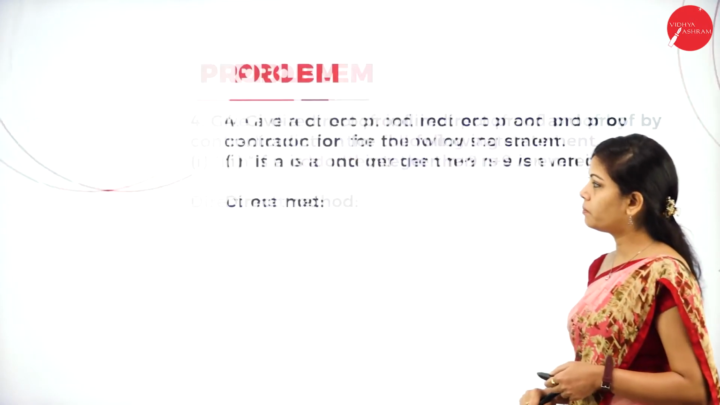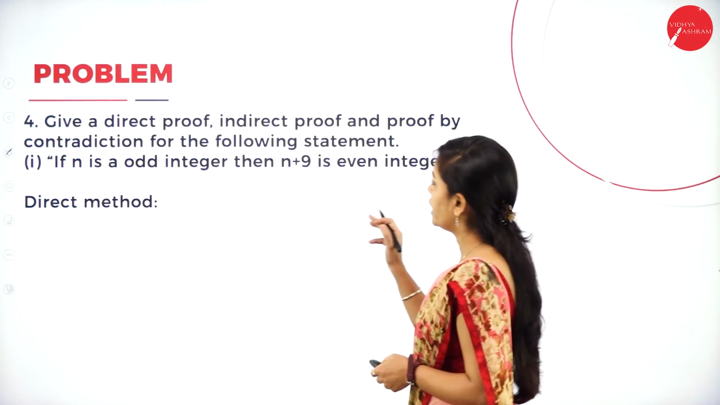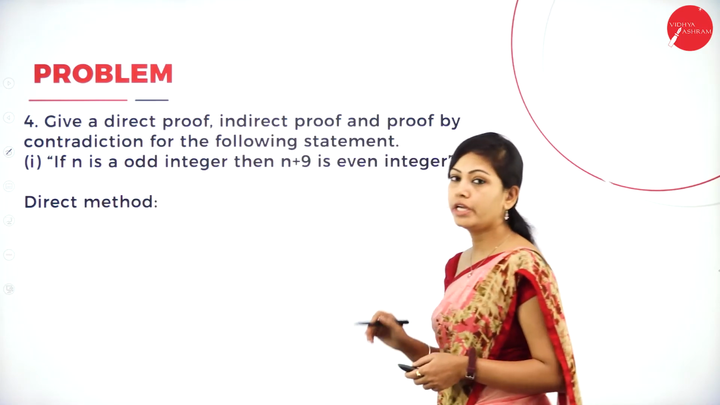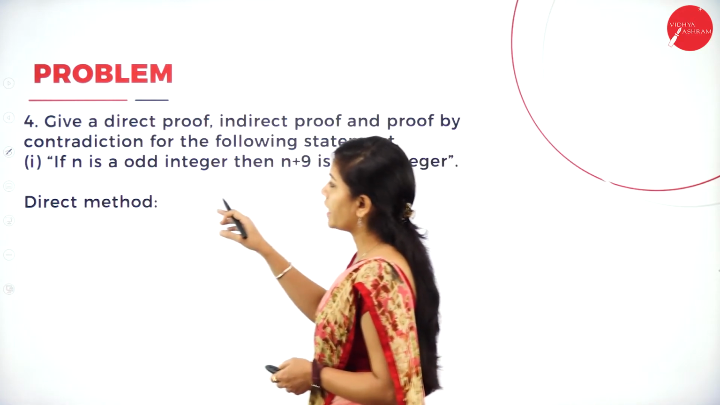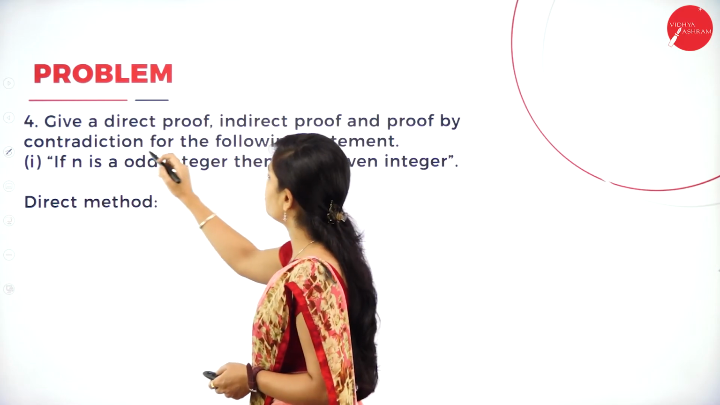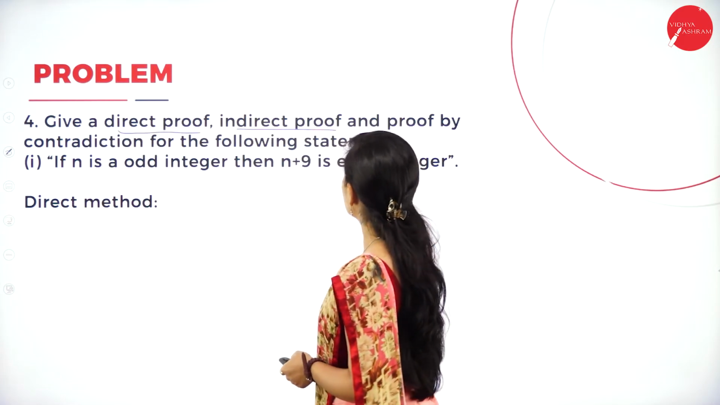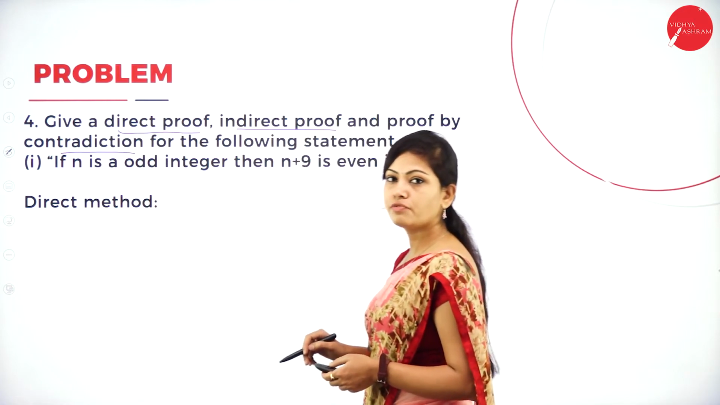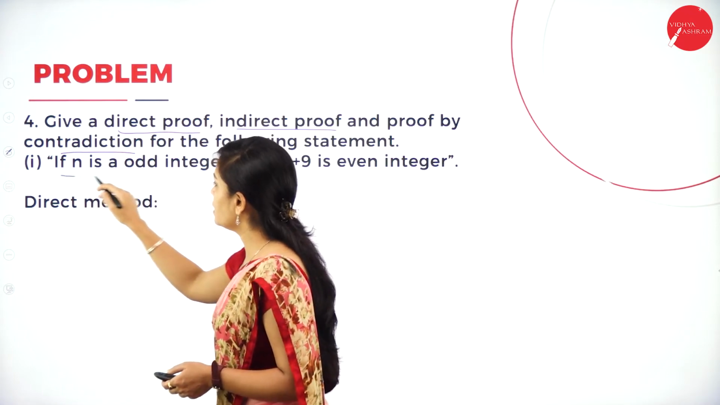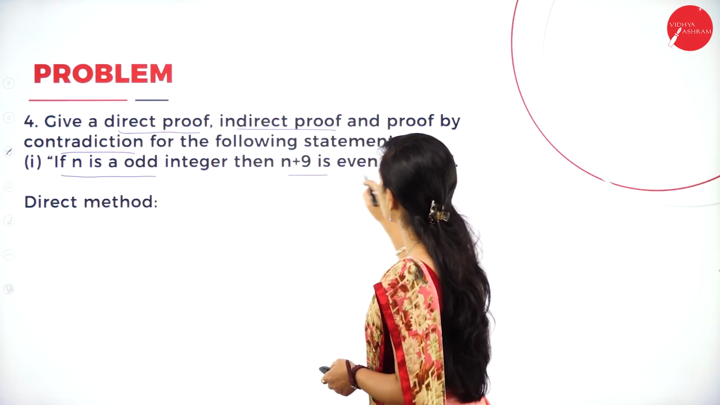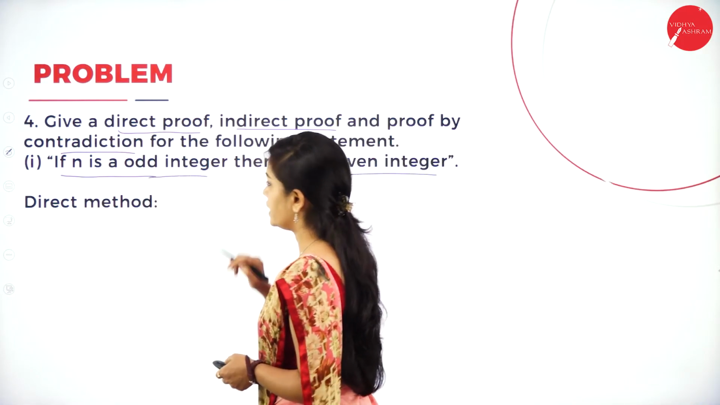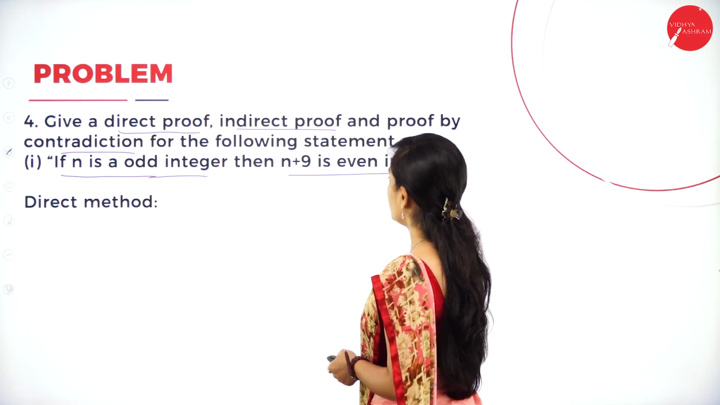And the next problem: give a direct proof, indirect proof and proof by contradiction for the following statement. Here we have to prove the given statement with the help of direct proof, indirect proof and proof by contradiction. We have to prove these three conditions for the given statement. So what is the given statement? If n is an odd integer, then n plus 9 is an even integer.